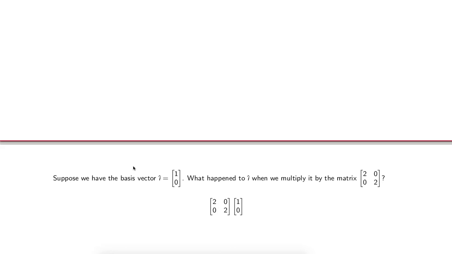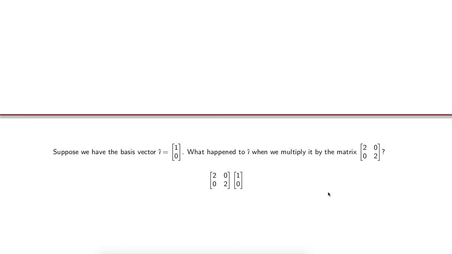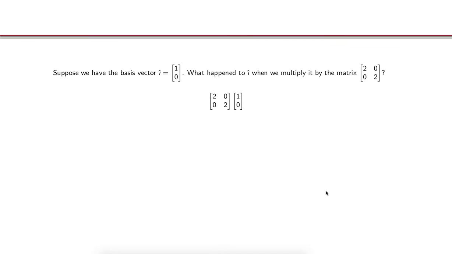All right, so let's look at the basis vector i hat that we talked about in the last section, which is [1, 0]. And we're going to see what happens to i hat when we multiply by the matrix [2, 0; 0, 2]. And so what we're going to do is take this first element in i hat, this 1.